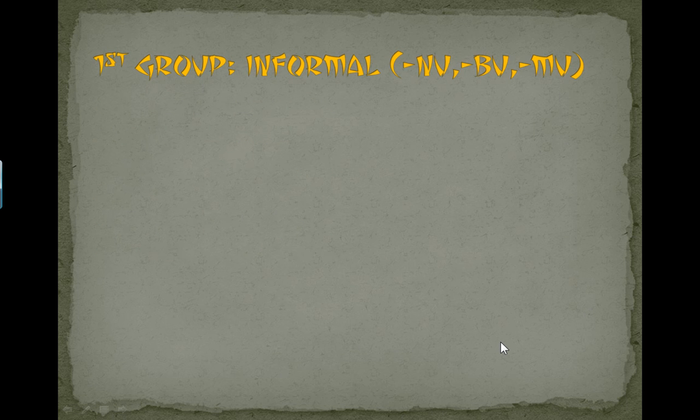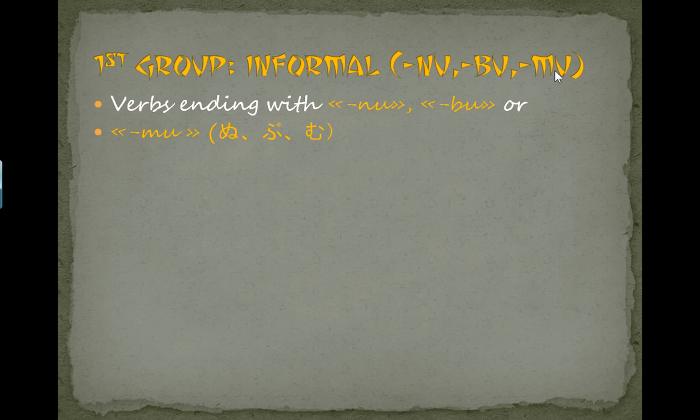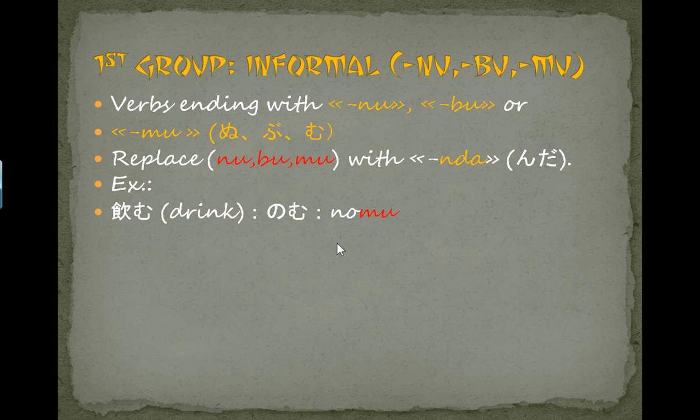Okay, I know this might be getting a little bit tiresome, but we're almost done, so courage. Alright, so first group, informal, but this time with verbs ending with nu, bu, or mu in their dictionary form. So, you replace these endings with nda. For example, nomu, which means to drink. You replace the mu with nda, it becomes nonda, so drank in the past.